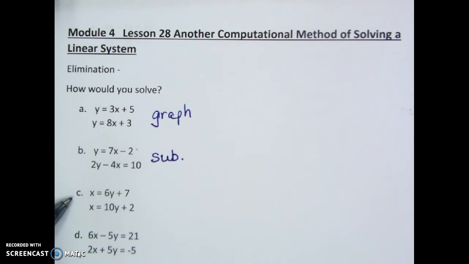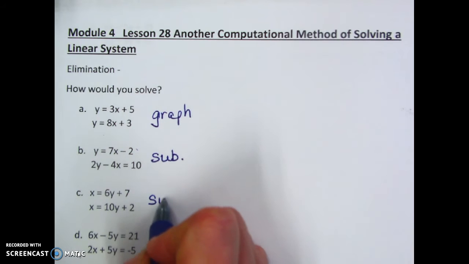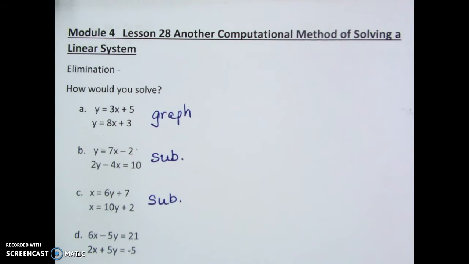The third one, they're both solved for x, so definitely the substitution method might be easier than solving both of these equations for y, so probably substitution here as well. And the last one, substitution's not really going to be easy because you're going to have to solve one of those equations for x or y, and graphing's not going to really be easy. So on this last problem, we're actually going to use the new method called elimination.